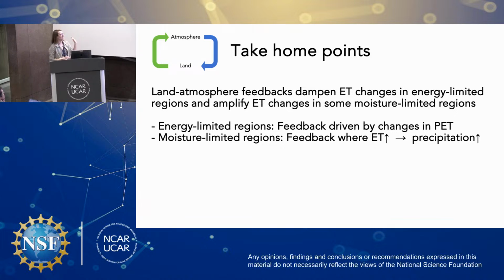In conclusion, the main finding is that land-atmosphere feedbacks dampen evapotranspiration changes in energy limited regions and amplify evapotranspiration changes in some moisture limited regions. We further show that we can explain this because in energy limited regions, we have this feedback driven by changes in potential evapotranspiration. And in moisture limited regions, we only get this feedback if you're in a moisture limited place where precipitation is sensitive to changes in evapotranspiration.